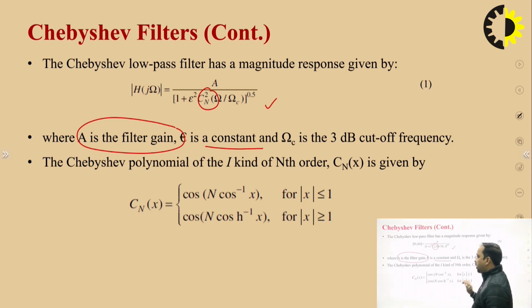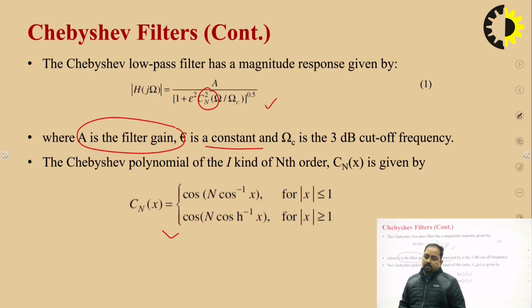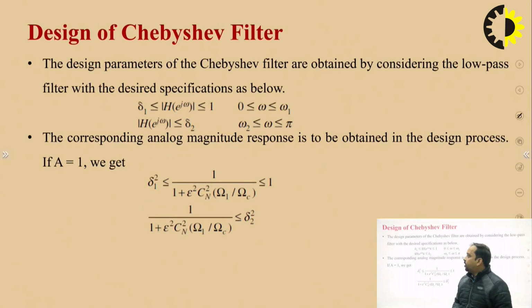The general representation for the Chebyshev polynomial is given as Cn of x, where it depends on the value of x. If mod of x is less than or equal to 1, it can be written as cos of n cos inverse x, whereas if mod of x is greater than 1, then this will be converted to a hyperbolic function, so cosh of n cosh inverse of x. So that was the representation for the Chebyshev polynomial.